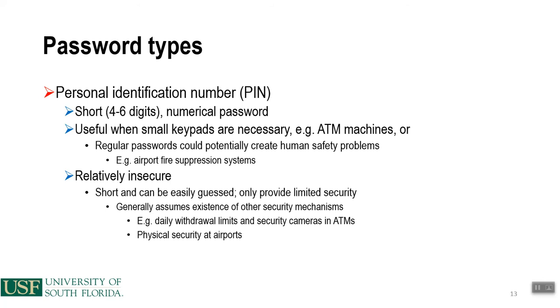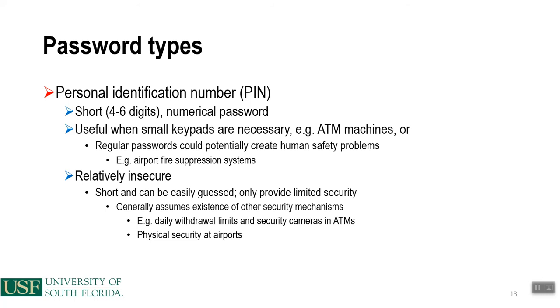First one that's very, very simple is a personal identification number, or PIN. It's a short 4 to 6-digit numerical password, and it's very useful for when small keypads are necessary. So for example, ATM machines and so on. So regular passwords could potentially create human safety problems. So for example, airport fire suppression systems. It's very difficult to be inputting a 12-digit multi-character, multi-numeric password into a fire suppression system when you need that fire suppression system to go off immediately. So you want to have a PIN that's going to be very easy to input into that particular fire suppression system.